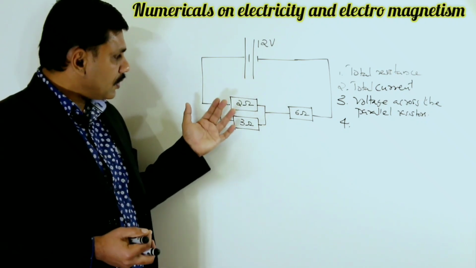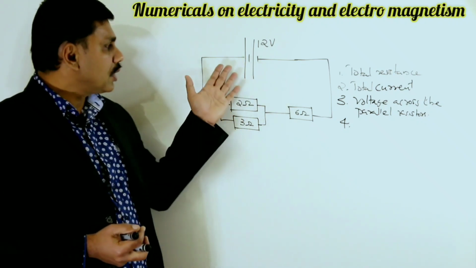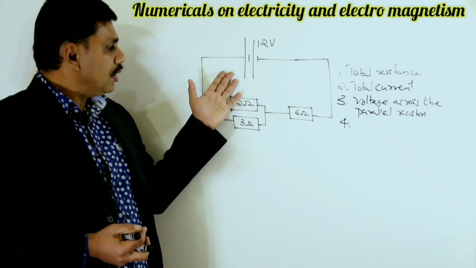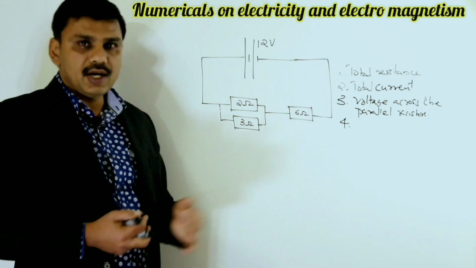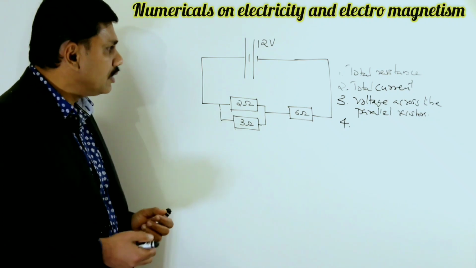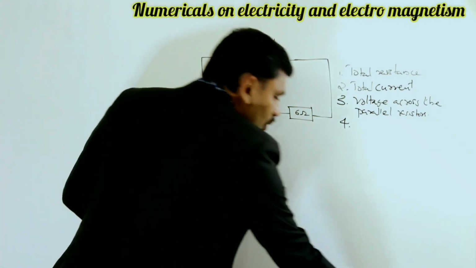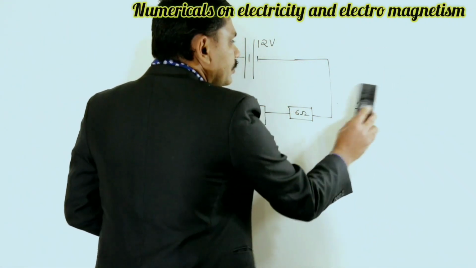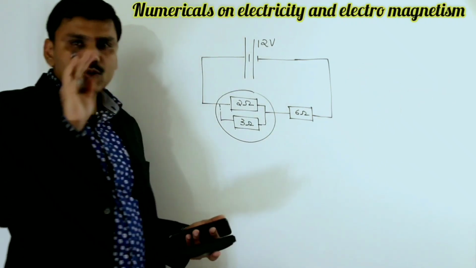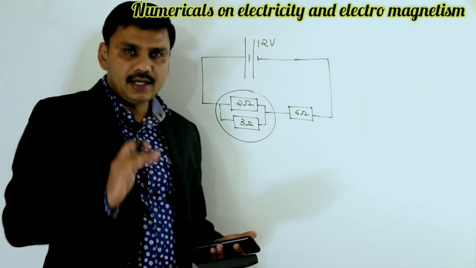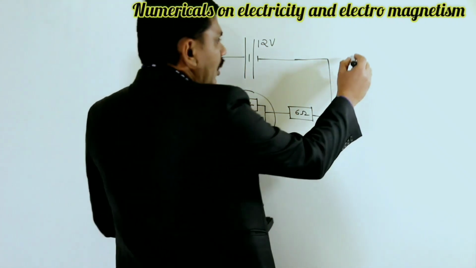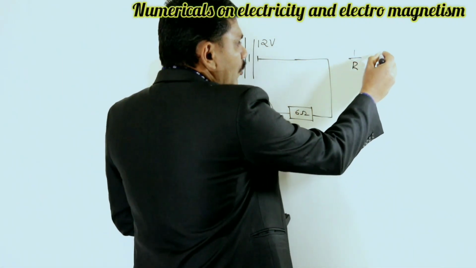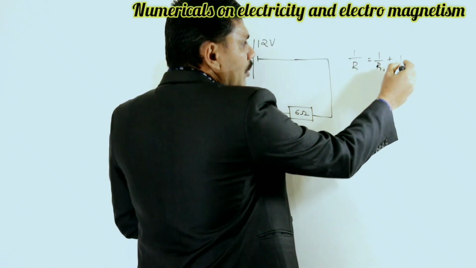For the explanation, I took an example. So here we can do the numericals. First we can calculate the total resistance. How will you get the total resistance here? Here two resistors are connected in parallel. Which is the equation for doing that? 1 by R equal to 1 by R1 plus 1 by R2.